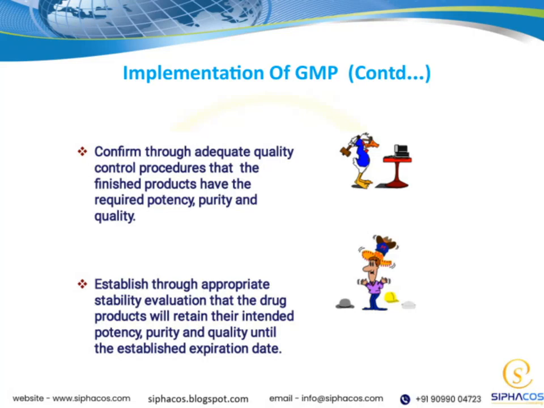Let's continue exploring the implementation of GMP, or good manufacturing practices, and delve into some key aspects that are essential for maintaining high standards. As we discussed earlier, GMP is all about ensuring the quality and safety of our products throughout the manufacturing process. Now, in this continuation, we'll focus on how these practices are put into action effectively.